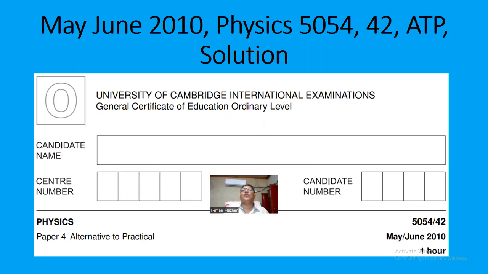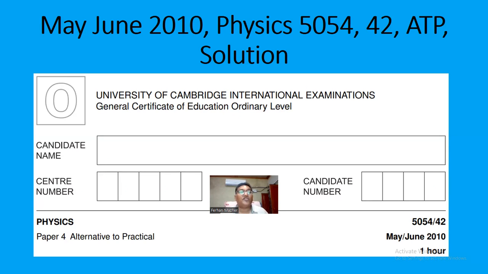This is Cambridge O Levels Physics, and today we have set our hearts to solve an alternative to practical paper. We call it ATP paper. We also call it paper 4. For this purpose, we have selected the May-June 2010 4-2 paper. This paper 4 belongs to Zone 2 or Variant 2. In this video, we are going to present the solution of this paper.